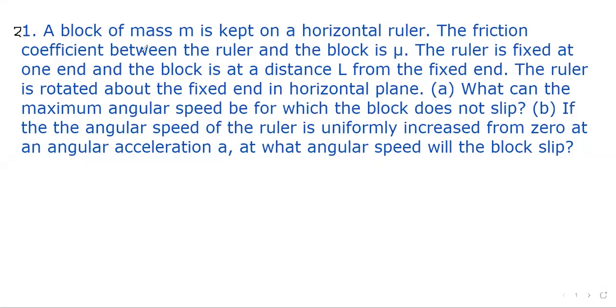Question number 21. A block of mass m is kept on a horizontal ruler. The friction coefficient between the ruler and the block is mu. The ruler is fixed at one end and the block is at a distance L from the fixed end. The ruler is rotated about the fixed end in a horizontal plane. What can be the maximum angular speed for which the block does not slip?